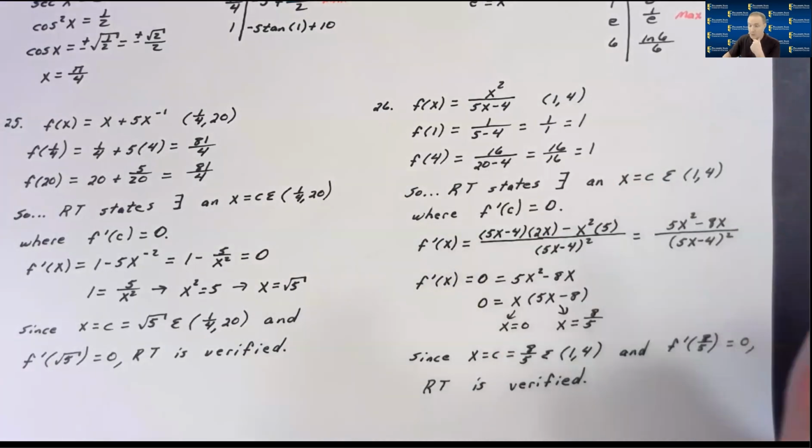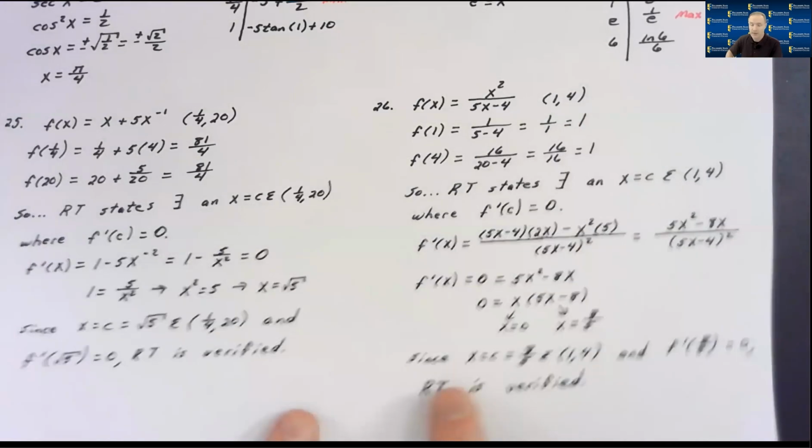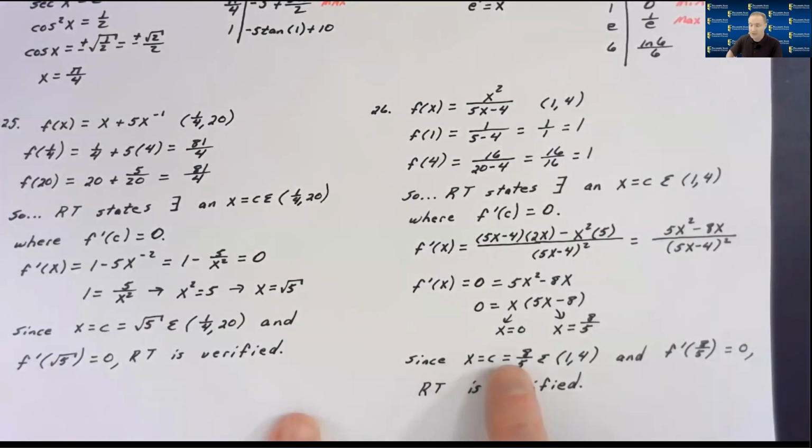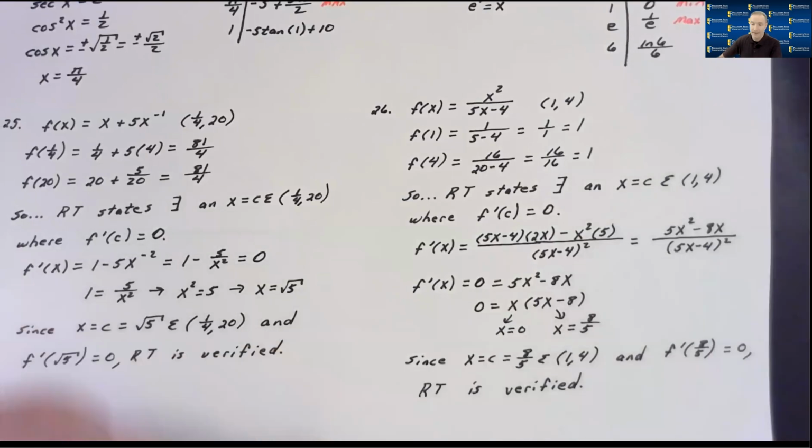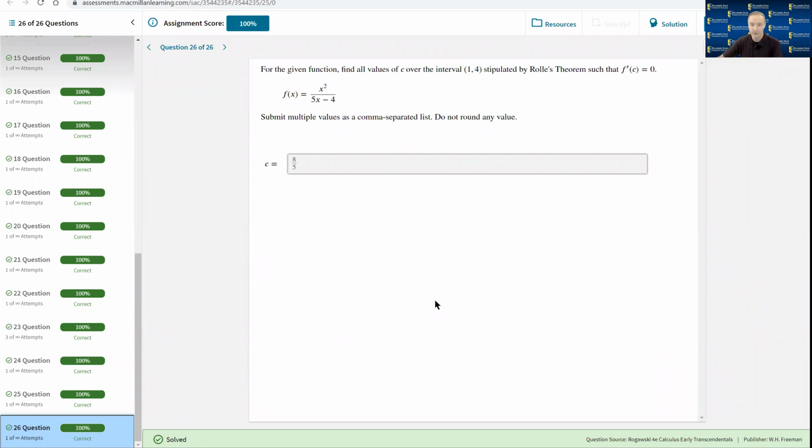Our problem and what Rolle's theorem stipulated is that there had to be a critical point in between 1 and 4. Well, there was. So I can say since x equals c, which is equal to 8/5, belongs to the set of x values between 1 and 4, and the derivative evaluated at 8/5 is 0, Rolle's theorem is verified. I feel like putting a quod erat demonstrandum at the end of that because that's a pretty good proof problem. But of course, Achieve just has you put in the value of c that satisfies Rolle's theorem, the 8/5, and you're done with that one.